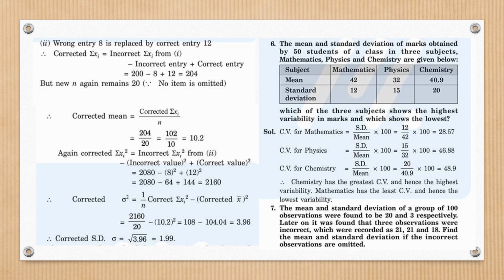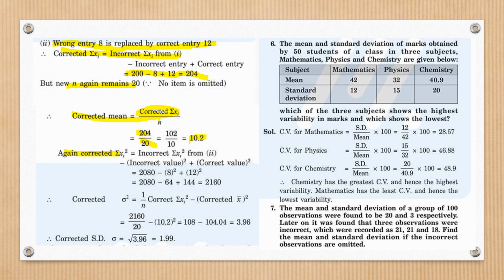Now number 2: the wrong entry 8 is to be replaced by the correct 12. So from the incorrect xi you have to take out 8 and add 12. So it becomes 204. Subtract 8 and add 12: remove the wrong entry and add the correct one. The number of observations here is 20. So what is your correct mean? It is correct xi upon n, that is 204 by 20, which is 10.2.